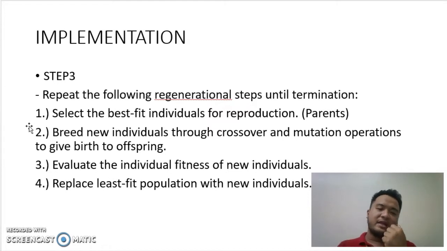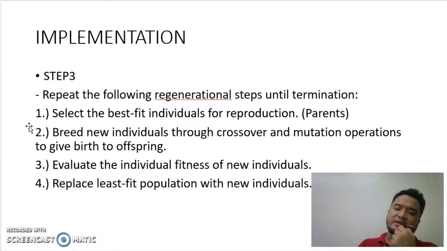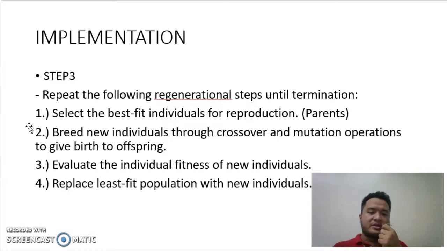First, select the best fit individuals for reproduction, the parents. Breed new individuals through crossover and mutation operations to give birth to offspring. Next, evaluate the individual fitness of the new individuals. Fourth, replace the least fit population with new individuals.